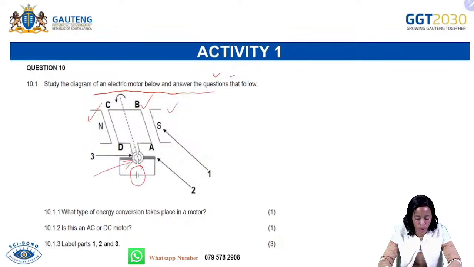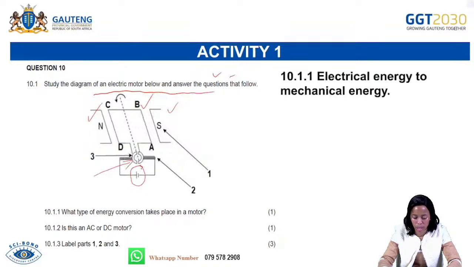Then 10.1.1 says, what type of energy conversion takes place in a motor? Okay, so the energy conversion is there for what? Remember, we said that we are using electricity to produce motion. So therefore, the energy would be from electrical energy to mechanical energy.